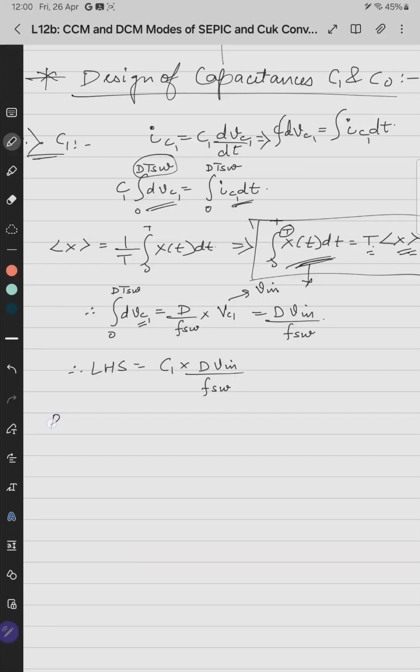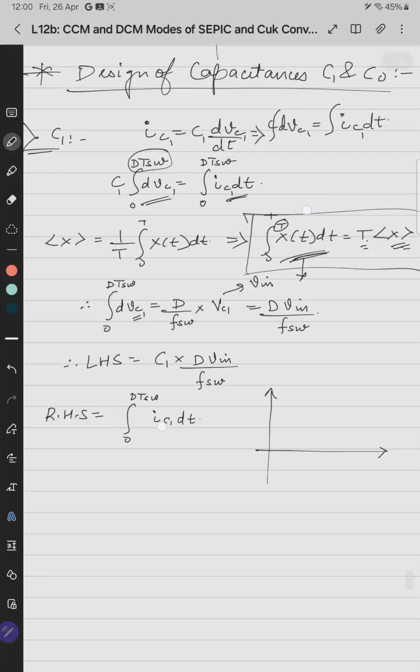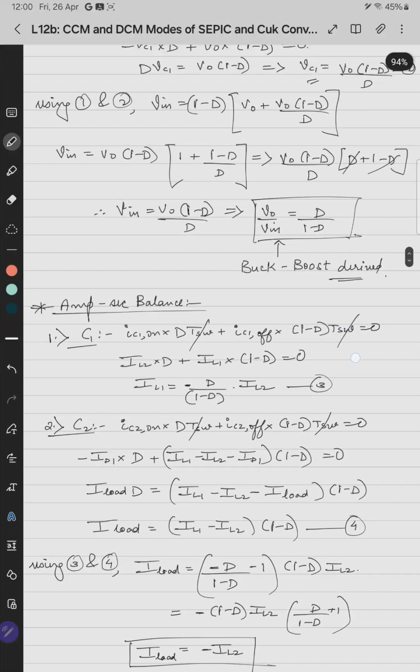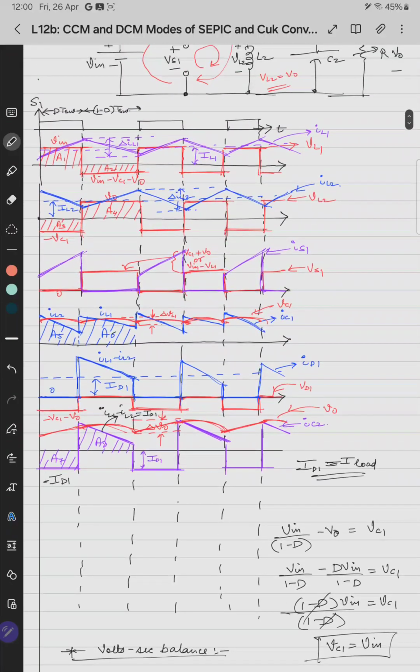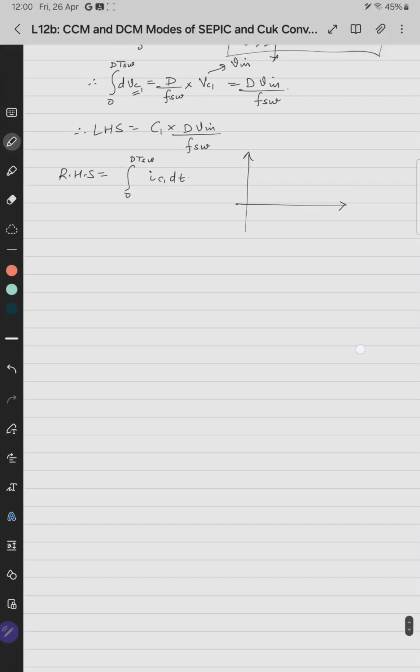And what is RHS? RHS is integral 0 to D into T switching of IC1 into dt. Now if we just quickly draw the waveform of IC1 in the on time only, it will be IL2 like this.